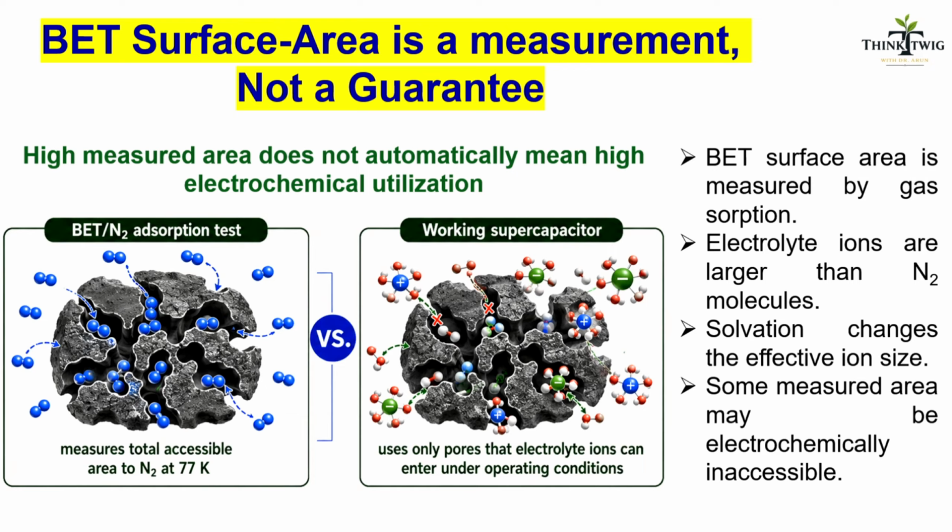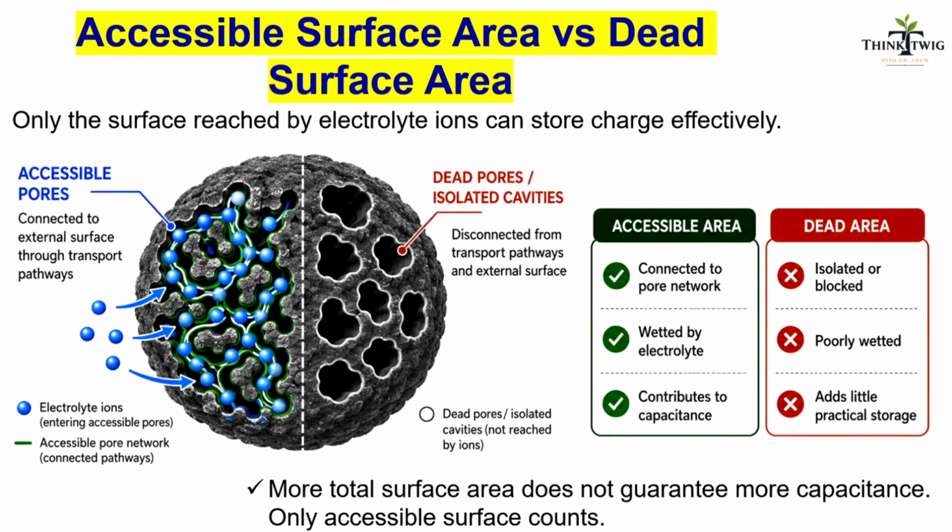And now we can divide the internal surface into two useful ideas: accessible surface and poorly accessible surface. Think of the carbon as a huge internal network. It contains thousands of pores, and some pores are easy to reach. Electrolyte ions enter them and reach the carbon surface. These regions contribute effectively to the charge storage.